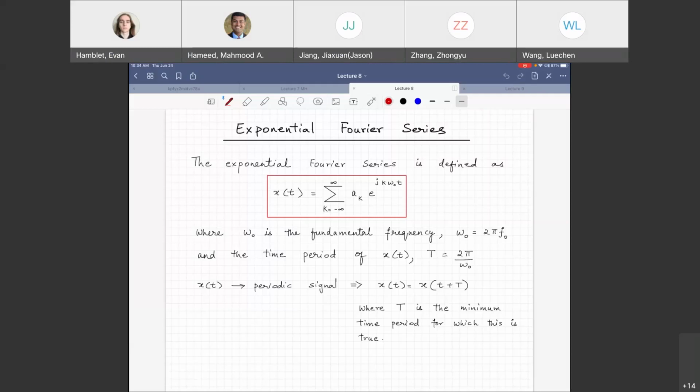Before we do that, I want to wrap up the conversation of Fourier series as much as possible. After we come back from the break, we can get into Fourier transform. So Fourier series, we started talking about the motivation first, right? What was the motivation for Fourier series?